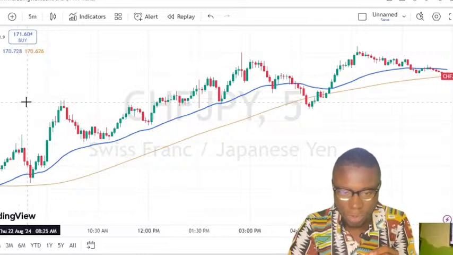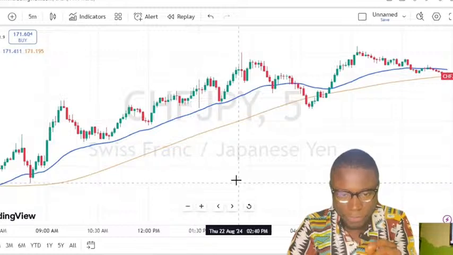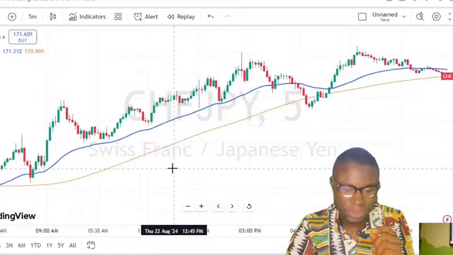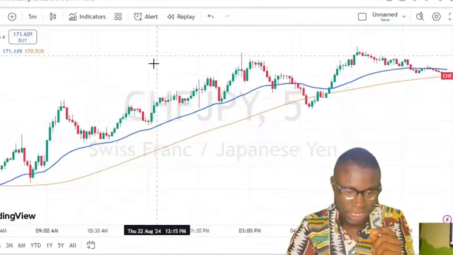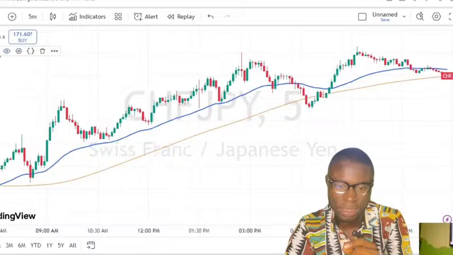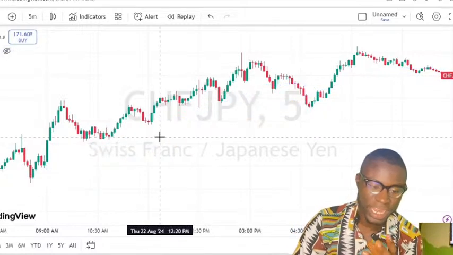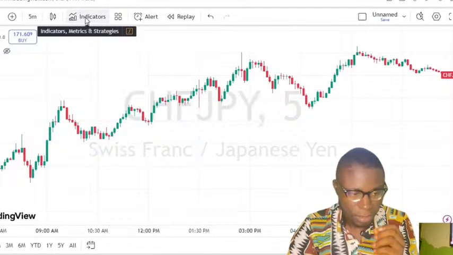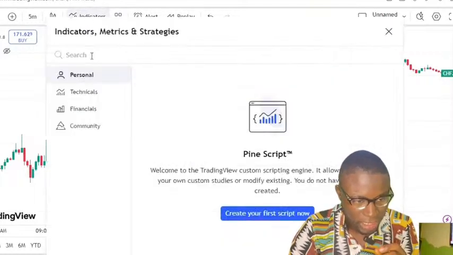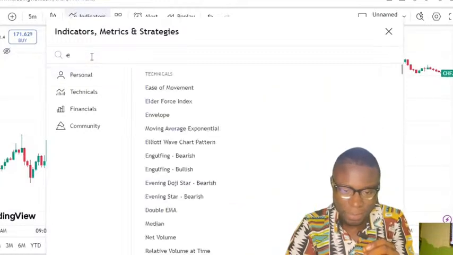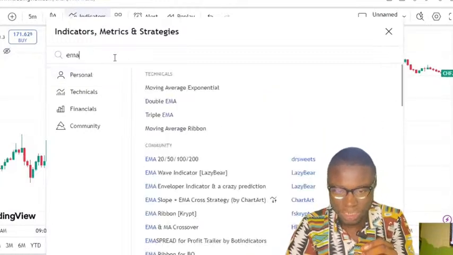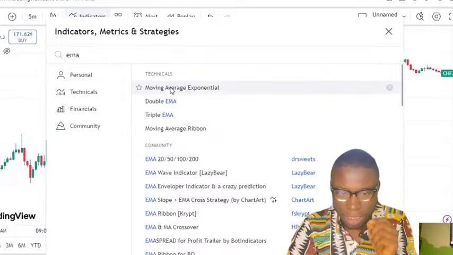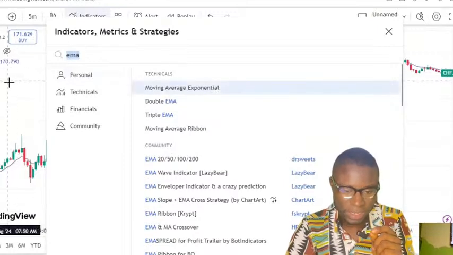If you want to get this moving average on your chart, what you need to do is log into your TradingView. When you log into your TradingView, you're going to see your chart like this, without the moving average. So what you do is go to indicators, click on it, and then type just EMA. Then you're going to see this very first one, moving average. Click on it, it's going to appear here.